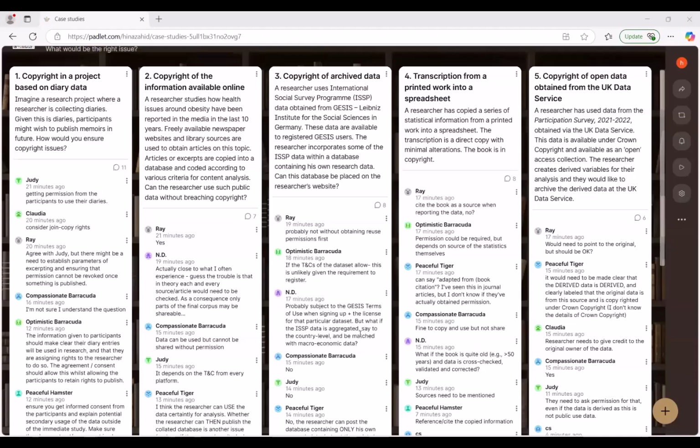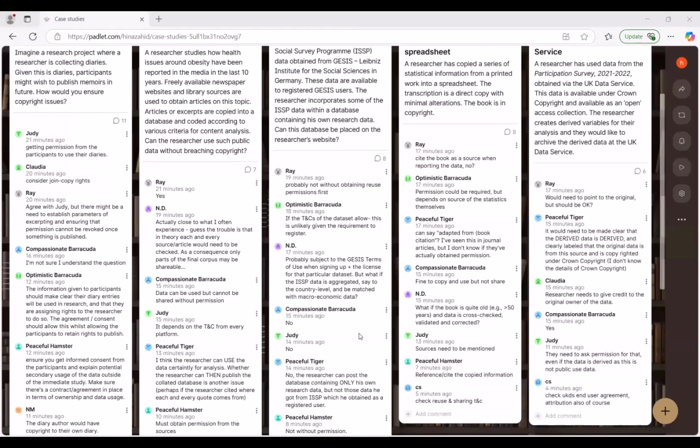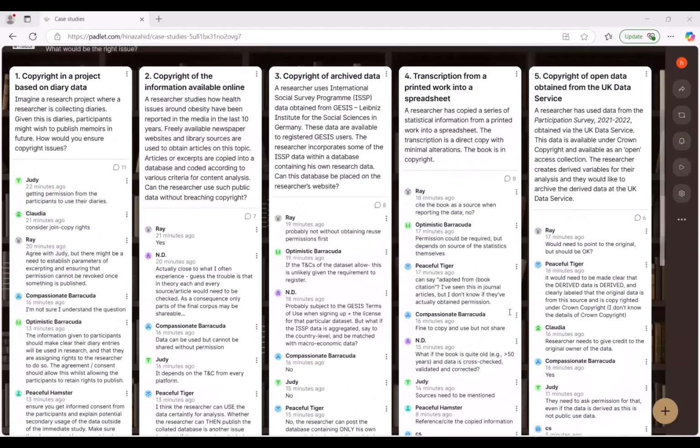There was a comment here about the duration. Somebody has written, what if the book is quite old? For example, life plus 50 years, and data is cross-checked, validated, and corrected. I think if the copyright duration has passed, then it is considered to be in the public domain. So that is not a problem if the copyright duration has passed, which is lifetime plus 50 years or whatever the copyright duration is. So again, checking the terms and conditions is an absolute must.